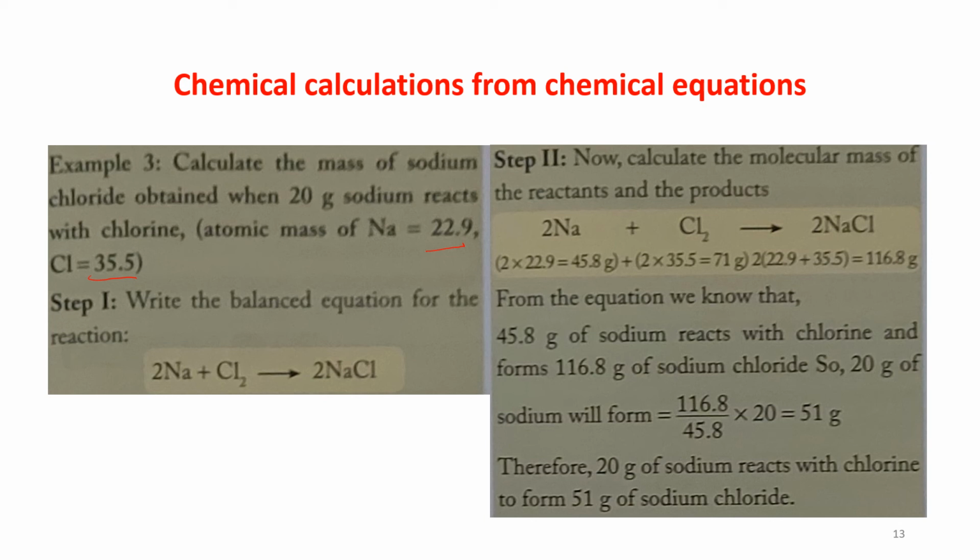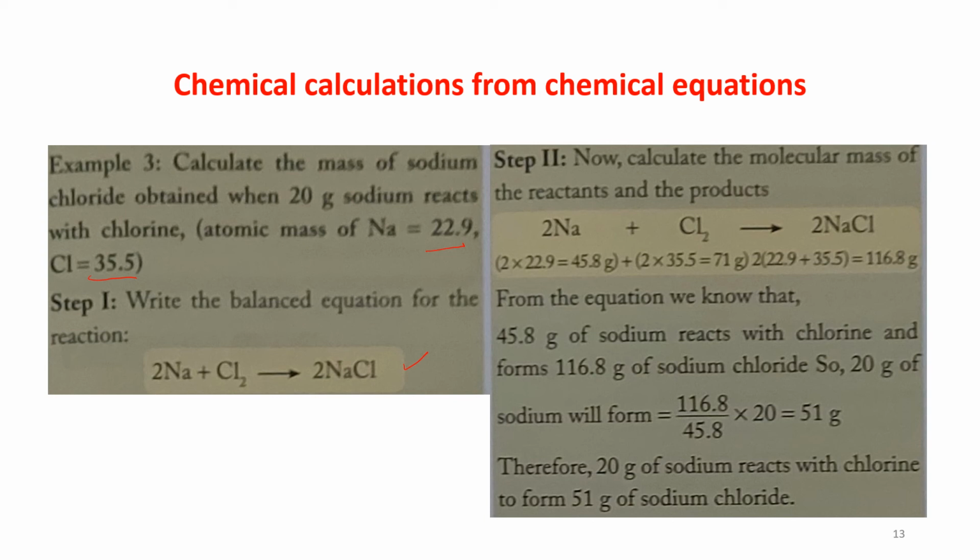So for that, you have to write first the balanced chemical equation. You can understand that when sodium reacts with chlorine, that means Na plus Cl2 is giving you NaCl. You have to balance that. So after balancing, we are getting 2Na plus Cl2 is giving you 2 NaCl. Like the previous one, you have to find out the molecular mass of the reactant and the product.